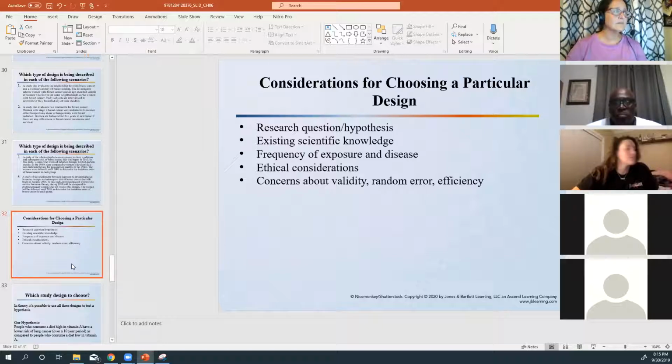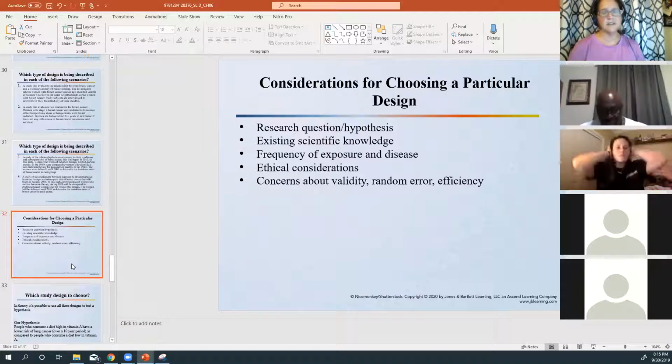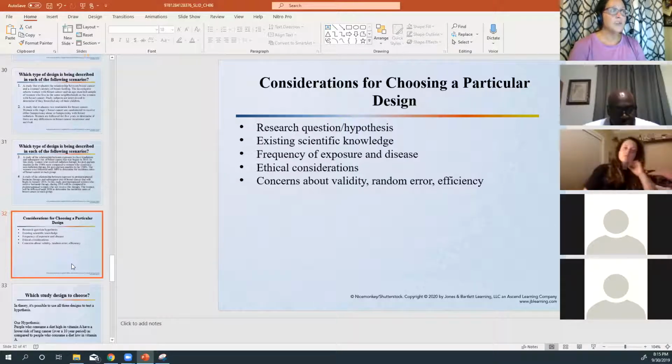Okay, so let's say that I'm going to be actually conducting studies. How do I determine what my design is? Is it because it's my favorite design, or is it because it's the only one I know? Sometimes for some people, but really it should be driven by your research question or your hypothesis. So that's really the first place. It should also be driven by what we know scientifically.